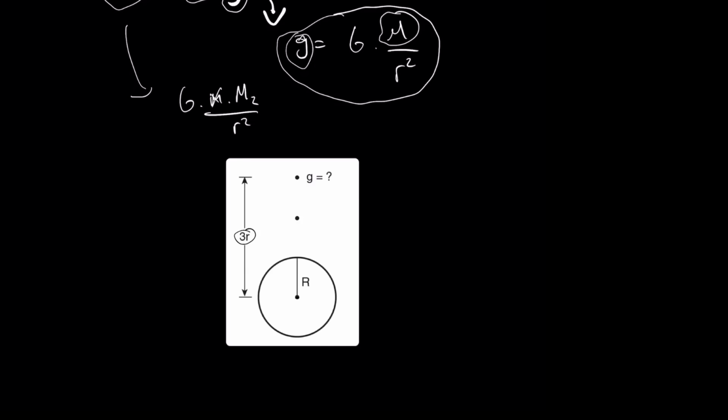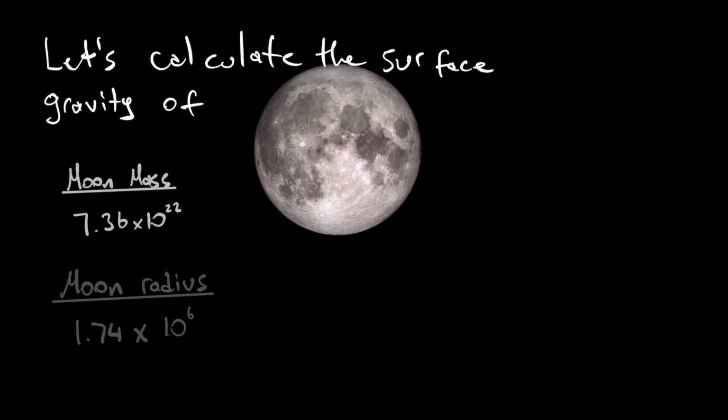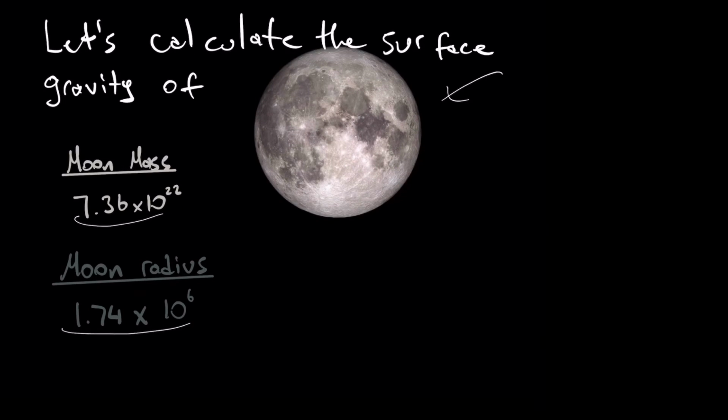So the gravity at 3r distance from the center of the earth is going to be calculated with the formula if we plug in the numbers. So the gravity is G times the mass of the planet, in this case earth, over 3r squared. And again, here we see the inverse square law. Now we know how to calculate gravity. Let's calculate the surface gravity of the moon. We have the mass of the moon and the radius of the moon.